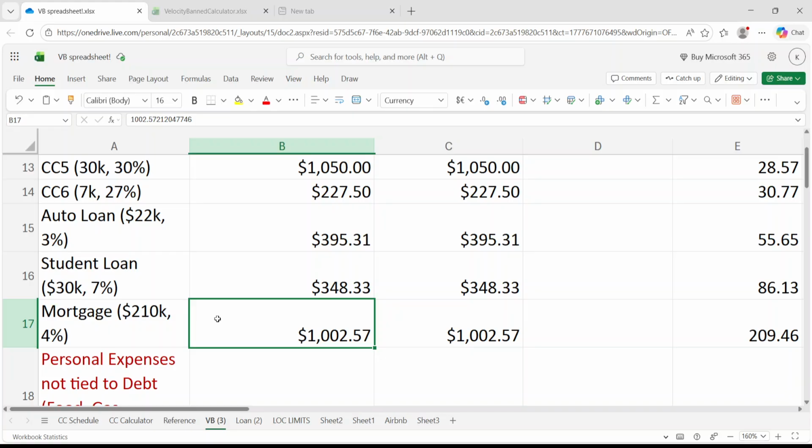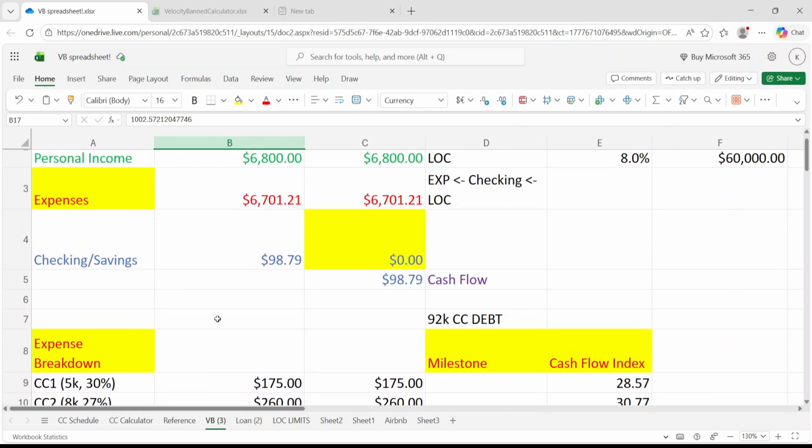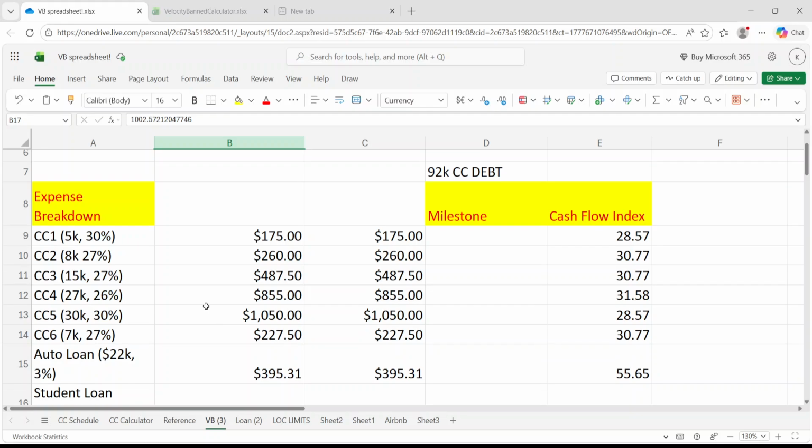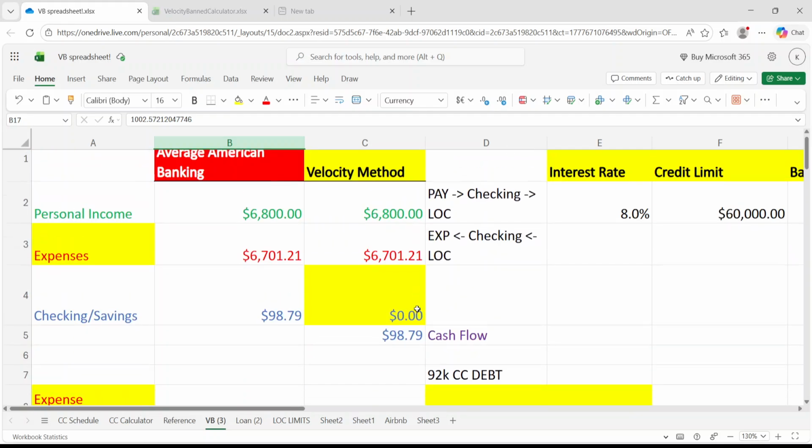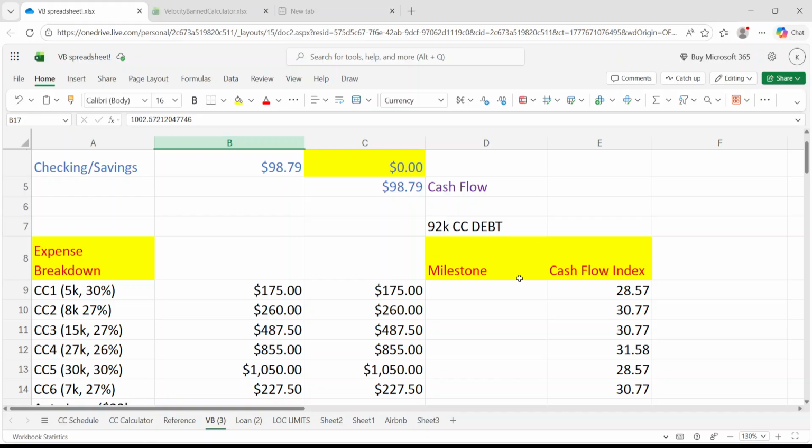So we're not going to do that today, okay? All right, so now let's go ahead and get our milestone. This is what we're tracking to pay off our debt. What we're going to do is calculate how much debt we have. And I think I rated this. It should be $92,000 of credit card debt.